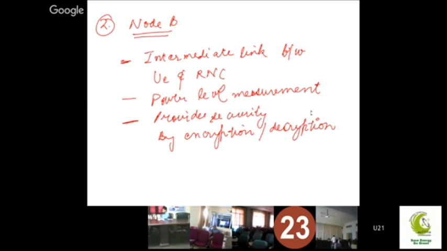Encrypting when it is sending from the mobile to the RNC, and decryption in the case when the mobile has to receive the signal from the RNC through the node B.